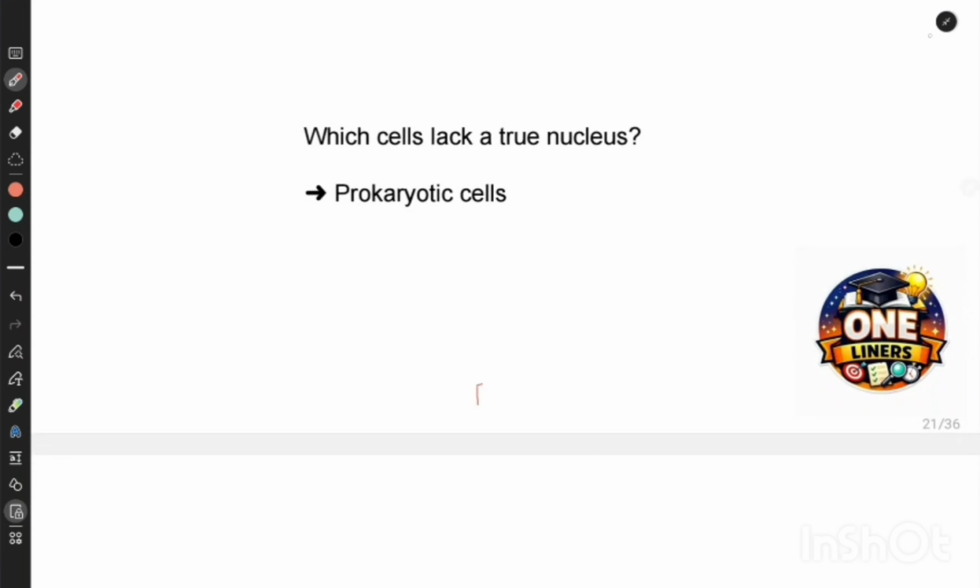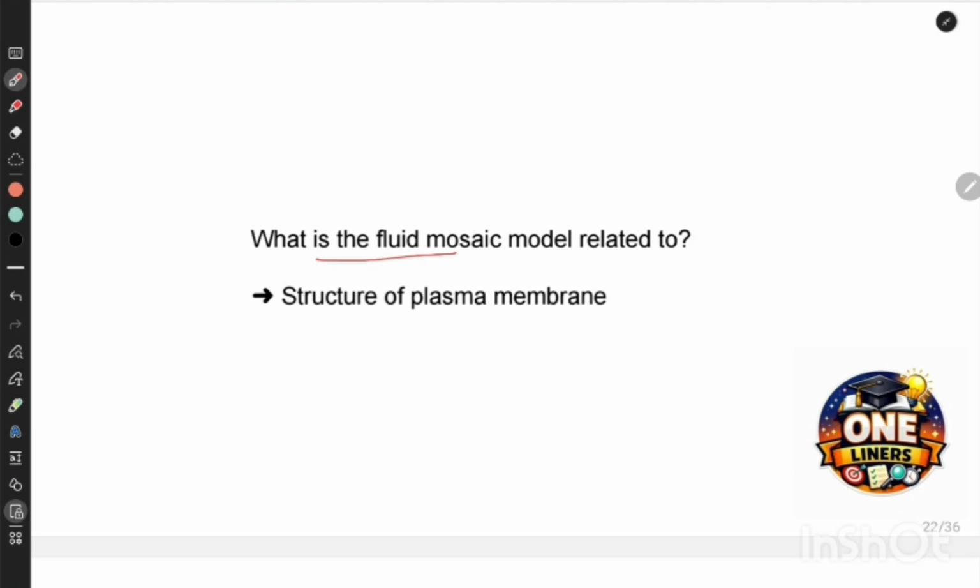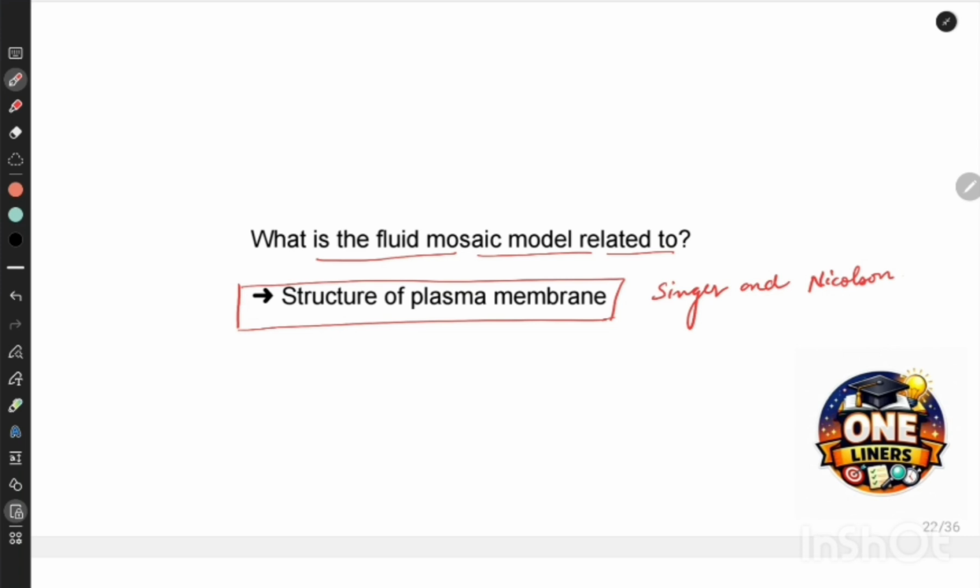Next one. What is the fluid mosaic model related to? So structure of plasma membrane was, it's a related egg model the other by Singer and Nicholson. That is fluid mosaic model. Okay, so remember it.